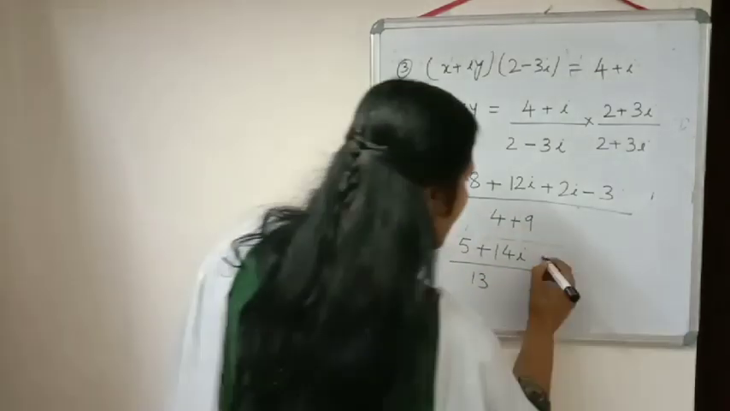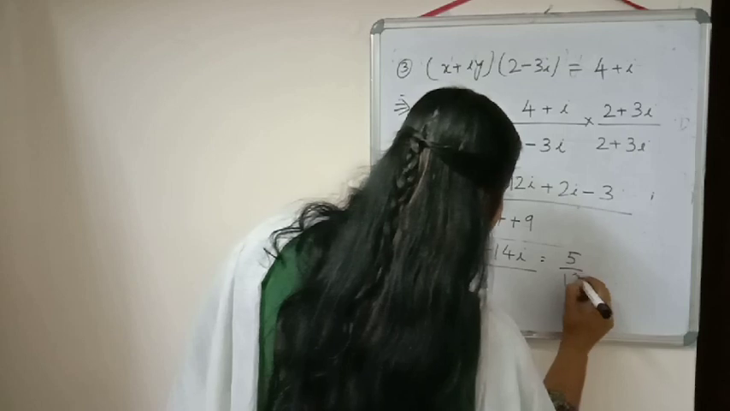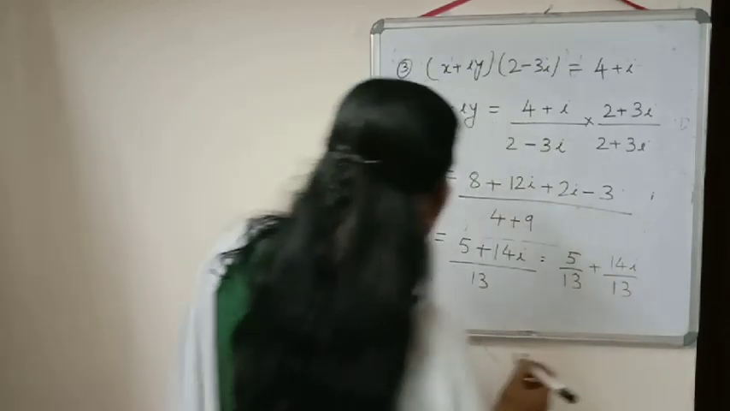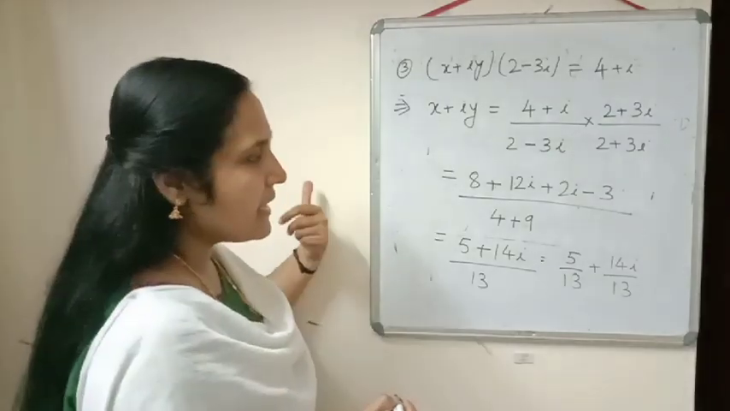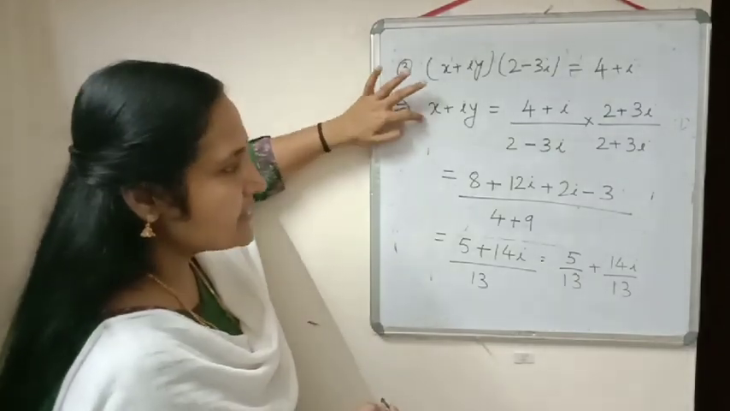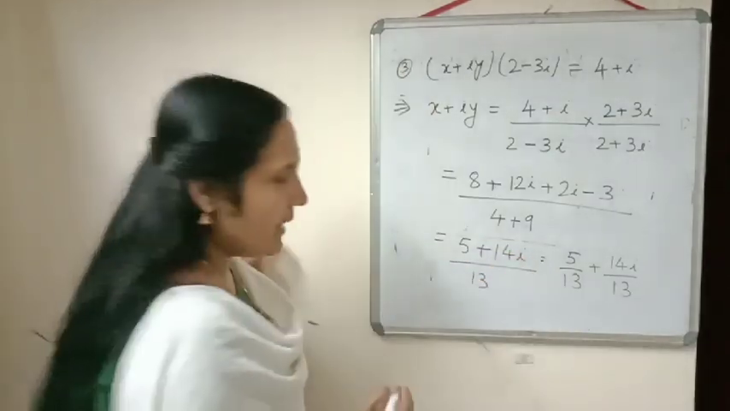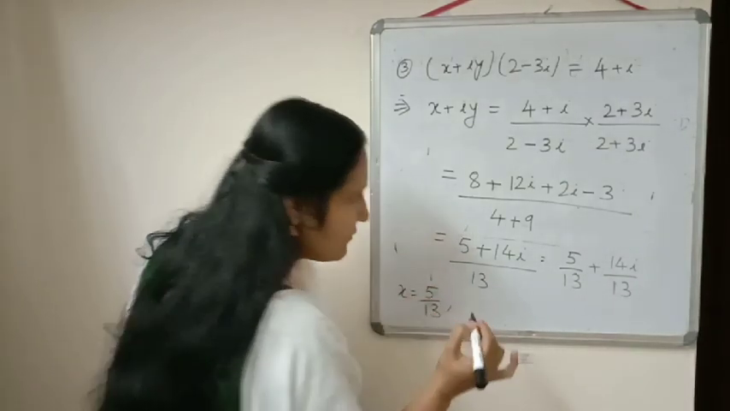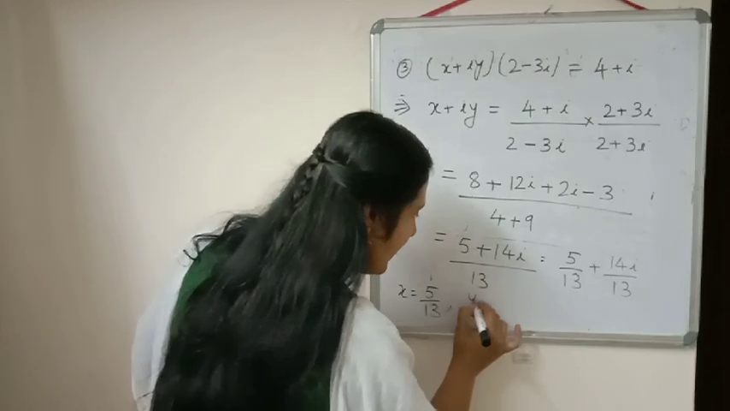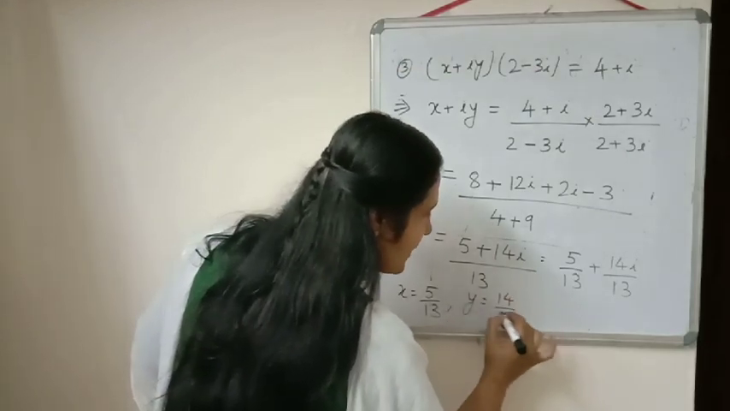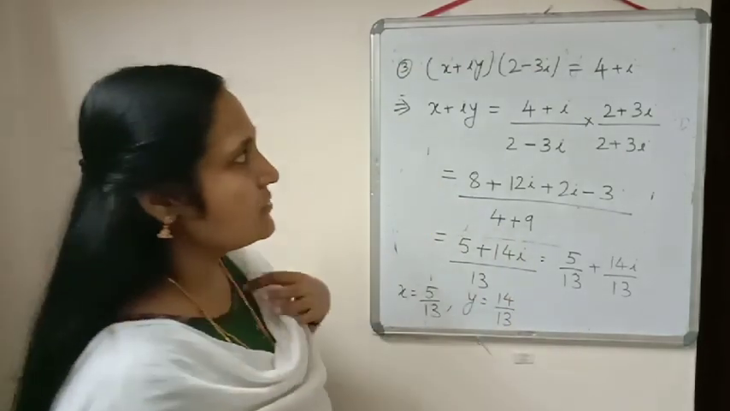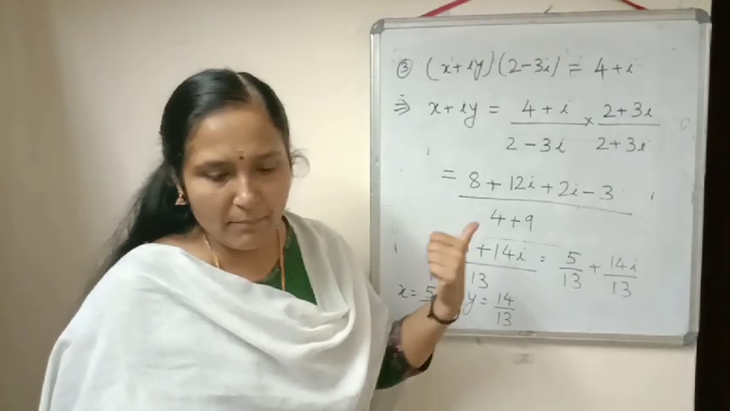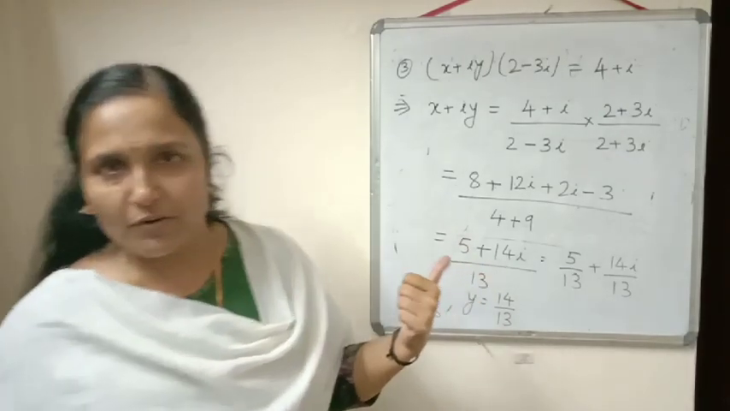Now write it separately: 5 by 13 plus 14i by 13. So if you compare the real and imaginary parts, x is equal to how much? 5 by 13. So just write down there: x is equal to 5 by 13 and y is equal to 14 by 13. So I hope these questions are clear to you. Now we'll do some more questions there. All of you write down.